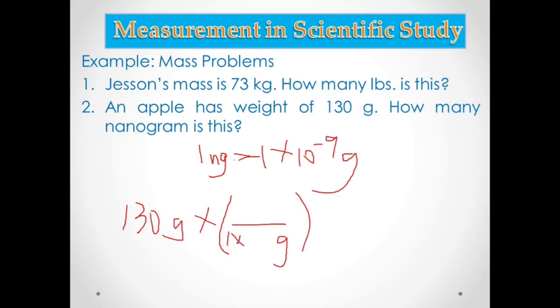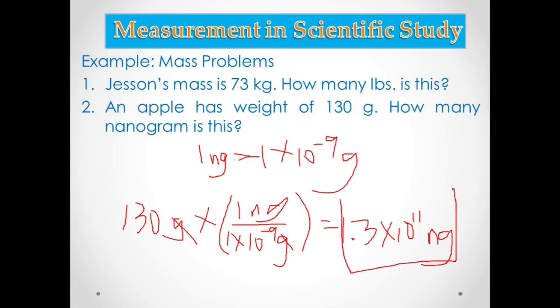Then 1 times 10 to the negative 9 grams for 1 nanogram. Then you can cancel out the units and use your calculator so that you can have the answer. The answer should be 1.30, or 1.3 times 10 to the 11th nanograms. The unit is now nanograms. This would now be your answer: 1.3 times 10 to the 11 nanograms.